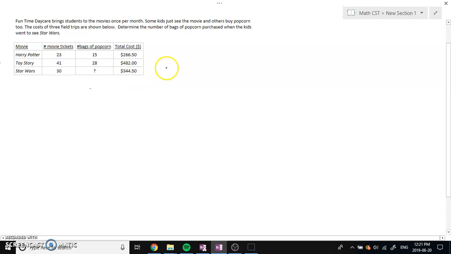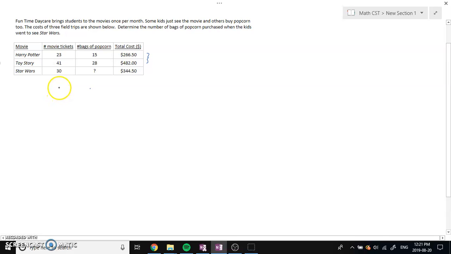So as you can see, and this is a fairly typical case, we have the questions where 2 of the cases are already fully explicated. 23 movie tickets plus 15 bags of popcorn cost $266.50. 41 movie tickets for Toy Story plus 28 bags of popcorn cost $482. But we don't know how many bags of popcorn were bought when the kids went to see Star Wars.